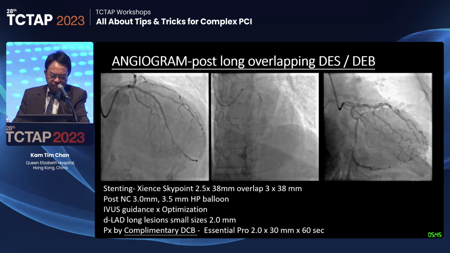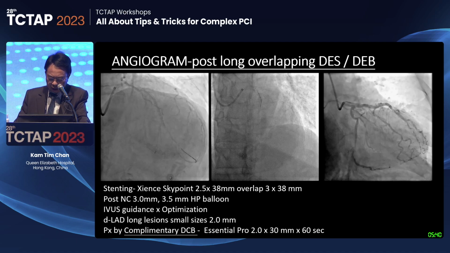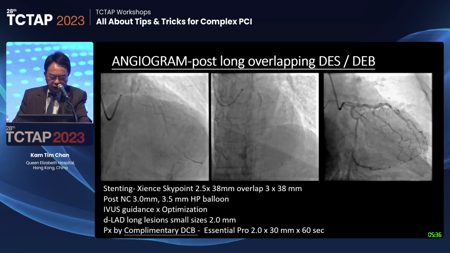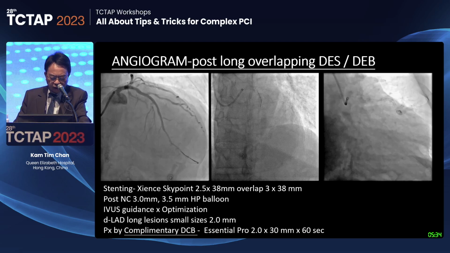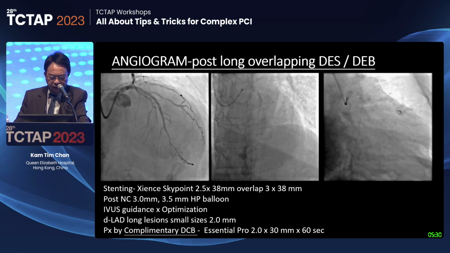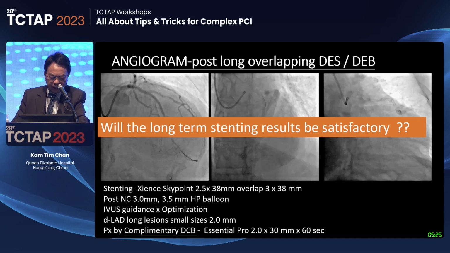And then we perform two overlapping long stents, high pressure balloon dilatation, again optimized by IVUS result. I don't have time to show the IVUS. Well, the distal LAD still reveals very long diffuse disease, so we treat it with a complementary drug-coated balloon, all right? Well, the result is quite satisfactory, I must admit that.